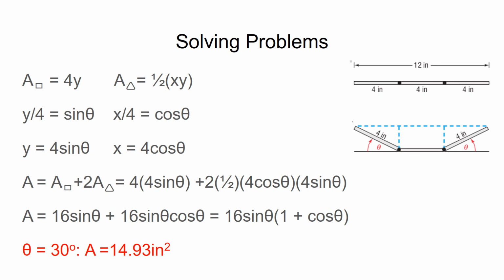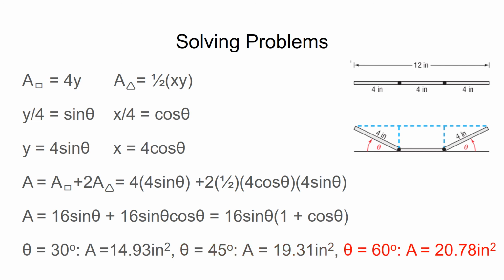When theta equals 30 degrees, the total cross-sectional area is 14.93 square inches. When we increase the angle to 45 degrees, the cross-sectional area also increases to 19.31 square inches. Finally, if we increase theta to 60 degrees, then the cross-sectional area also increases, this time to 20.78 square inches.